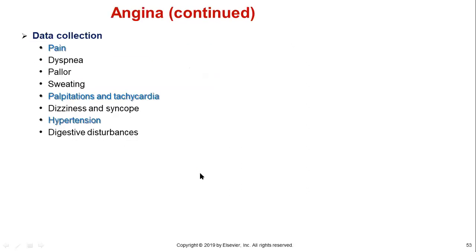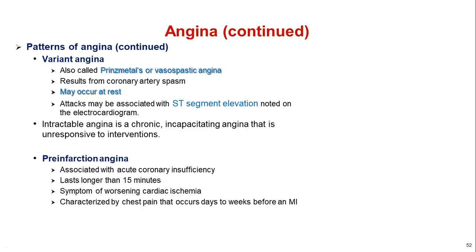So what is the difference between angina and MI, or myocardial infarction? Usually in angina, pain is relieved after rest or nitroglycerin, but in MI, pain does not relieve. Let me recap it. Pain that is unrelieved by rest or nitroglycerin and lasts more than 30 minutes is indicative of MI, right?